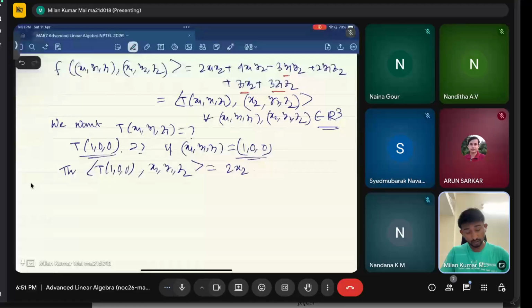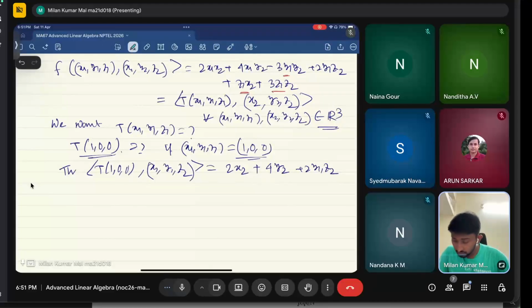plus, since x1 is 1, 4 y2. The term with y1 z2 vanishes, sorry, y1 is 0. Y1 and z1 both are 0, so everything else is going to be 0. So basically I have this one.